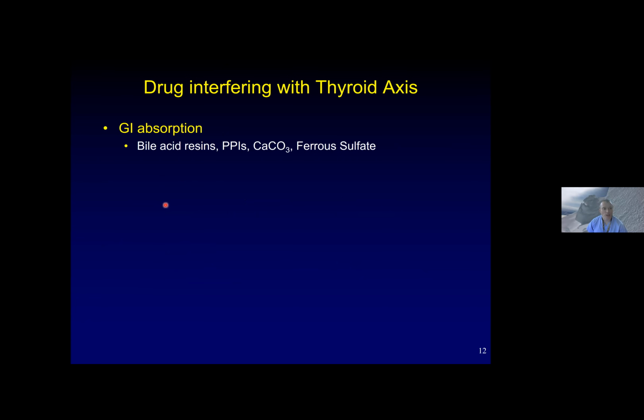Other things that are important to keep in mind is the issue that you can be interfering with GI absorption of medications. So for instance, bile acid resins, proton pump inhibitors, calcium carbonate, or iron sulfate can interfere with GI absorption. Thyroid hormone is one of the drugs that when we prescribe it, has to be taken on an empty stomach. And so I usually tell my patients to have the thyroid hormone at the nightstand so they can, as soon as they wake up, take their thyroid hormone with a glass of water, and then don't eat or drink anything for 30 to 60 minutes. And then they can go ahead and have breakfast.